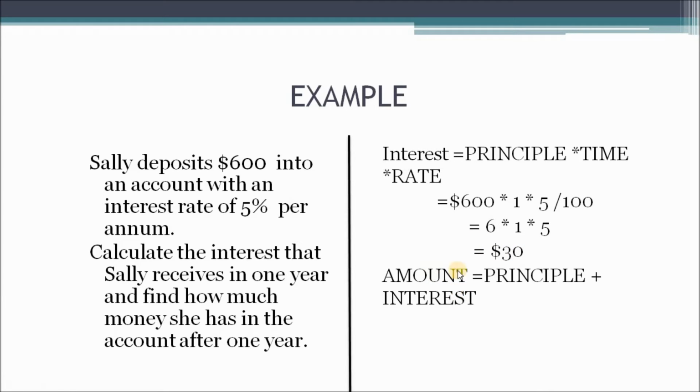Now they told us to also find the amount. How do we find the amount? We just add the principal with the interest. So that is $600 plus $30, that is $630. This is how we solved example 1.